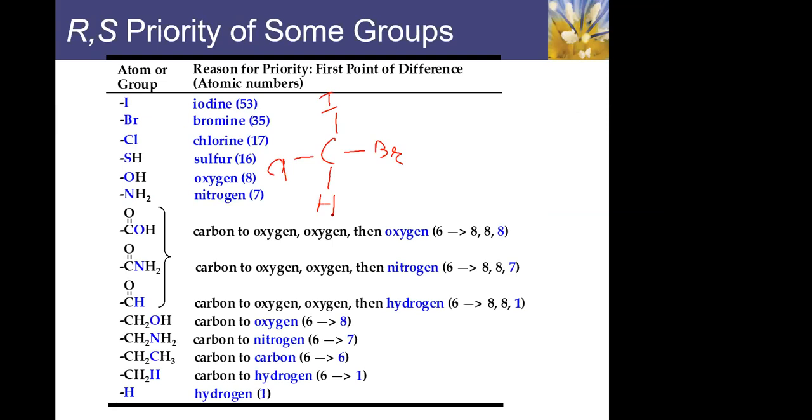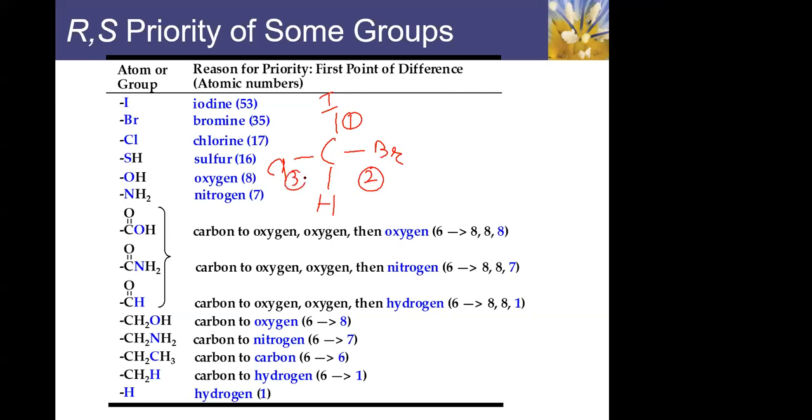Girls online, you can also respond. Which one should be called number 1? Iodine. Iodine will be number 1. Which one will be number 2? Bromine. Bromine will be number 2. Then, chlorine. Chlorine will be number 3.